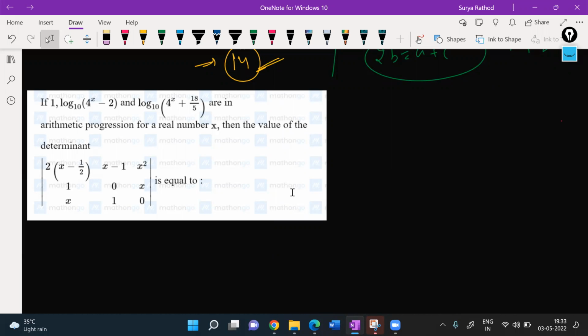See, three terms are given to you: 1, log of 4 to the power of x minus 2 base 10, and log of 4 to the power of x plus 18 by 5 base 10, are in arithmetic progression. I just gave the conditions to you. The concept is the same, but the terms have been changed. That's it.